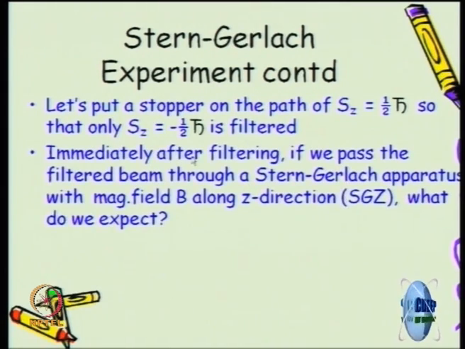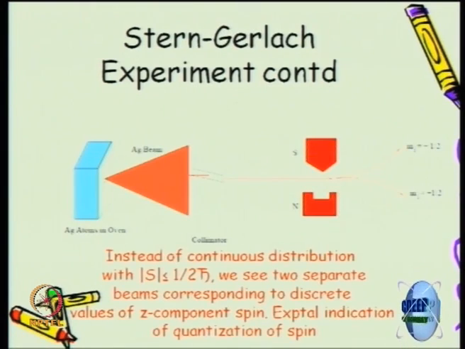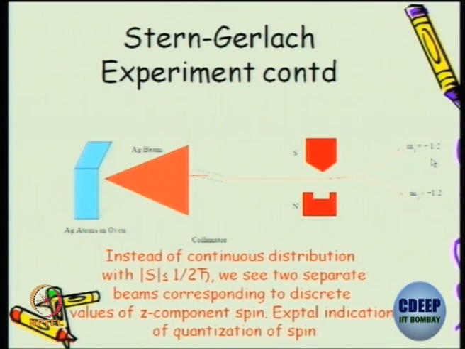So, suppose immediately after filtering, we again use the same Stern-Gerlach apparatus with the Z direction magnetic field. What will you expect? Will you get two beams or one beam? Suppose I put a stopper here and stop this beam. I take this beam and pass it through a Stern-Gerlach apparatus similar to this. What do you expect? Only the same m_s equal to minus half you will expect. Why? Because there are no other components which will come in.